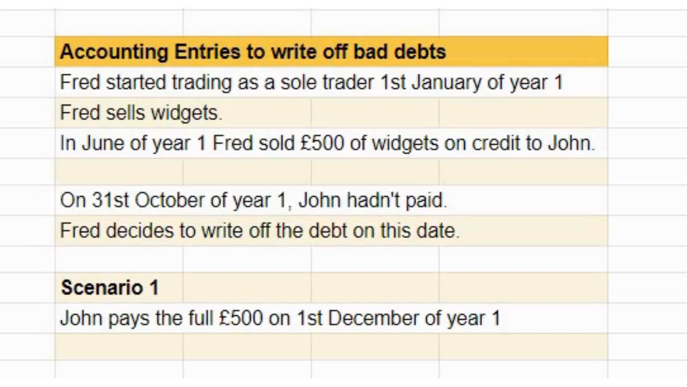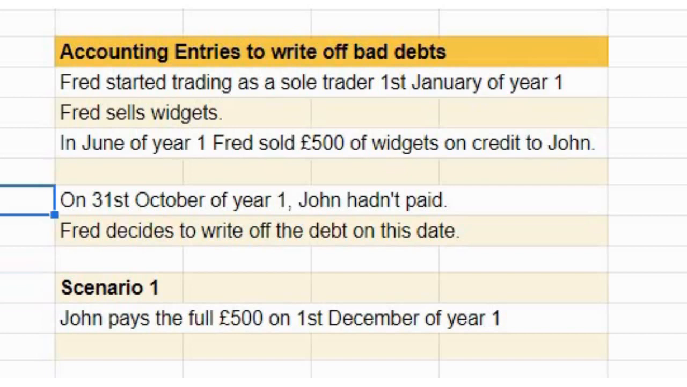So far we've seen that Fred has written off the £500 debt from John, and we also presumed that perhaps during the whole of year 1 Fred didn't have any further bad debts, and at the end of the financial year the bad debt expense would be £500. But what now happens if, for some unknown reason, John pays the full £500 of his debt to Fred on the 1st of December?